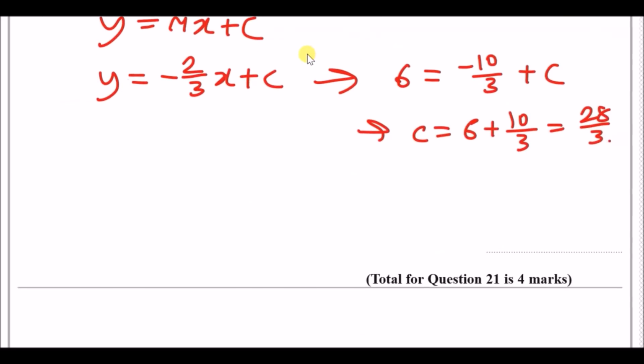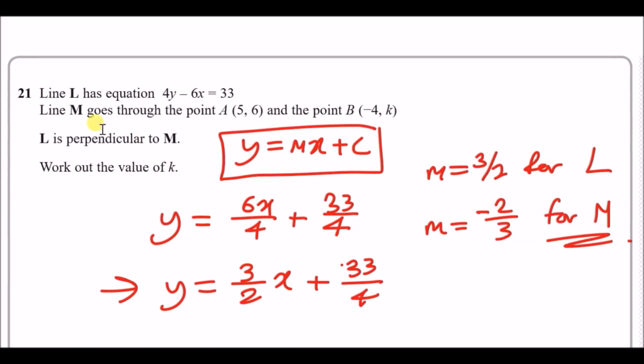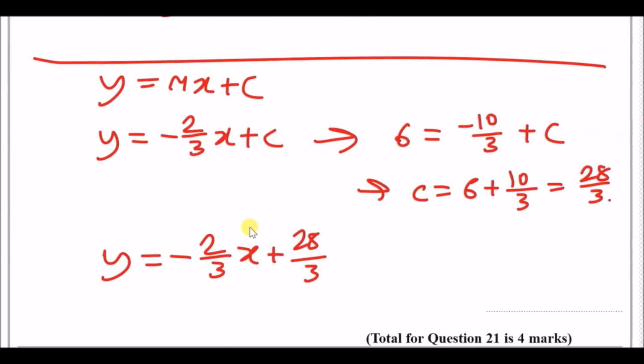So that's perfect. Therefore, our equation of line M is now y equals minus 2 over 3 x plus 28 over 3. This helps, guys, yeah? It's always good to do it like this. And now finally, we want to find the value k. K is located at point B. So now let's replace the coordinates into that new equation.